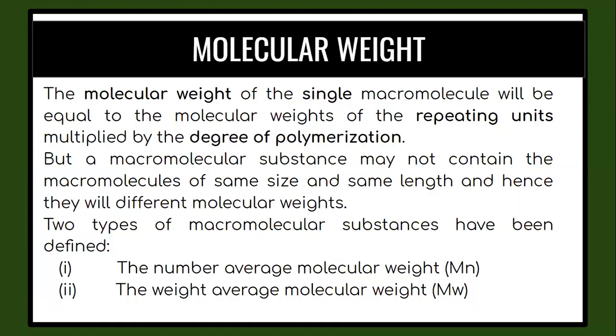Whenever you're forming a large macromolecule, it is not just an individual monomer unit; multiple monomer units are joined with one another, and they result in the formation of a polymeric chain. The main reason is that all macromolecular substances will obviously not contain macromolecules of the same size and length, and hence they will have a difference in molecular weights. To identify that difference in molecular weight, there are two types of methods wherein you can identify the macromolecular substances.